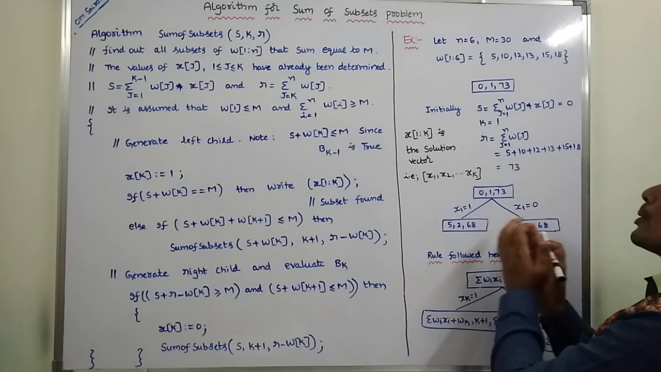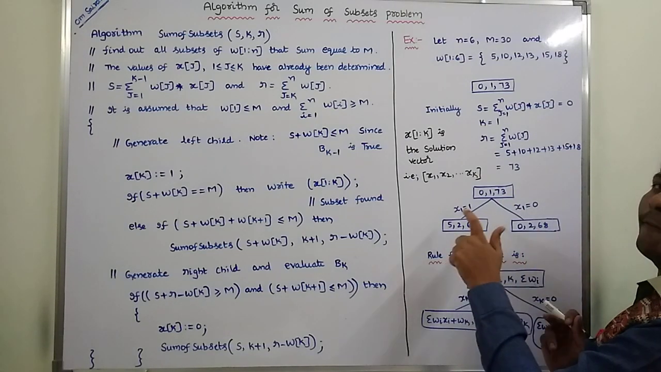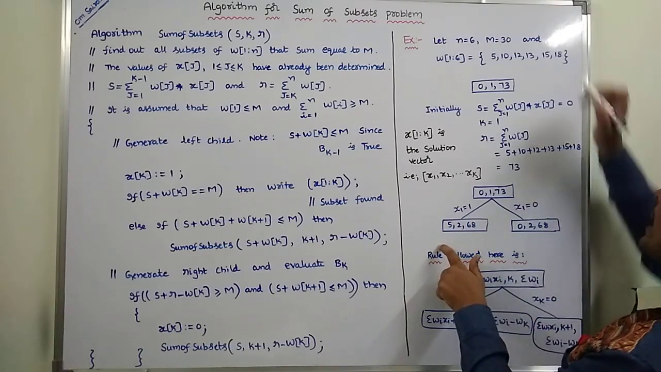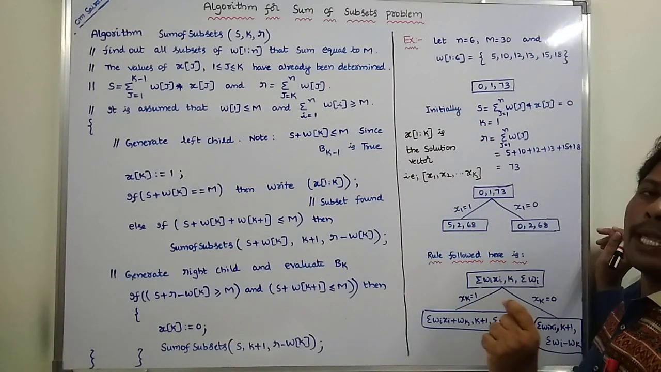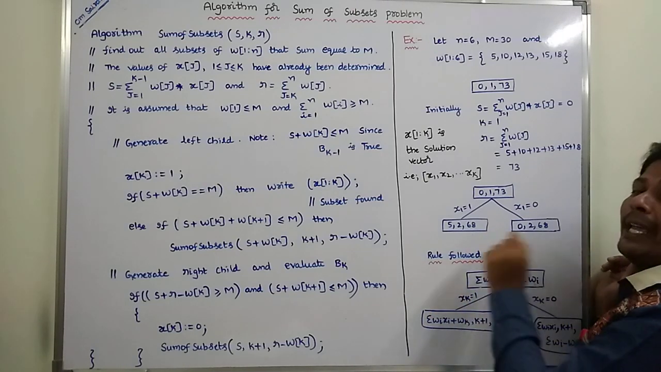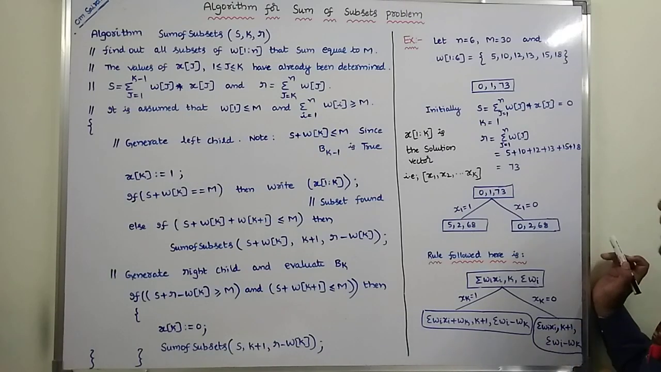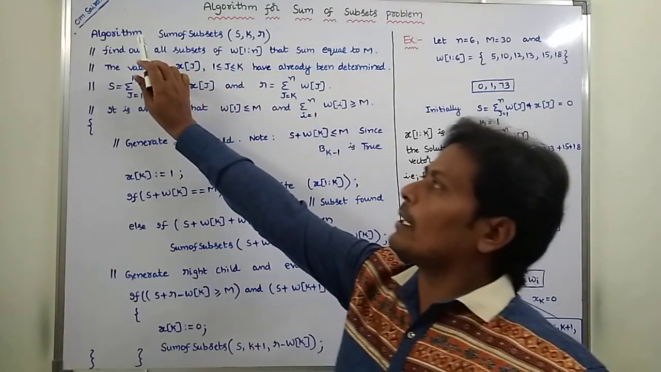When do we stop extending a node? When the sum of the weights is equal to capital M, then we have to stop extending that node. That node becomes the answer node. Next, this is the algorithm.